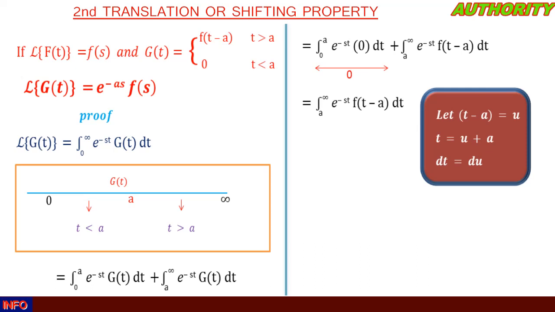Good. Now let's go. Here, where we have the integral from a to infinity, e raised to the power of minus st, f of t minus a in bracket dt. Let's substitute properly. In place of t, we write open bracket u plus a. Is that true? Yes. And then again, in place of t minus a, we write u.